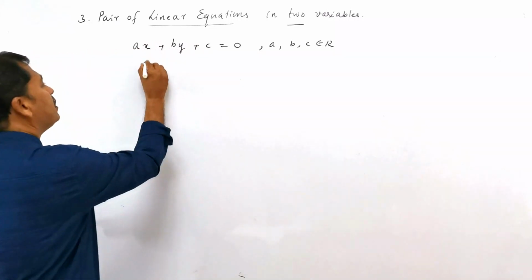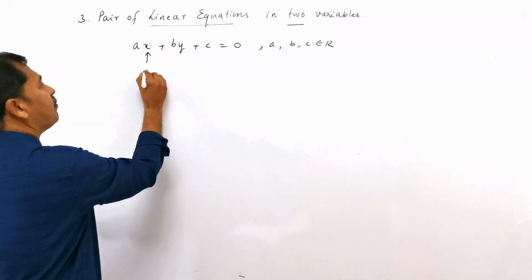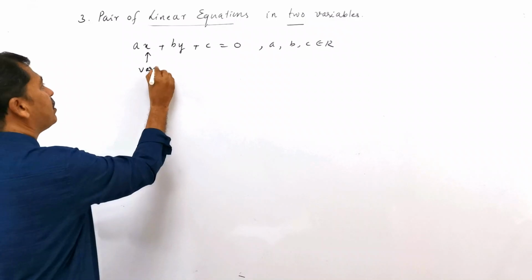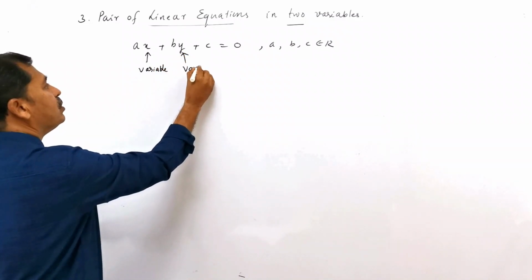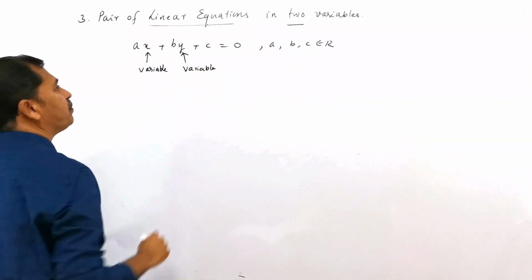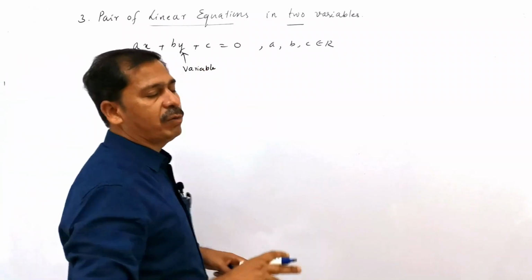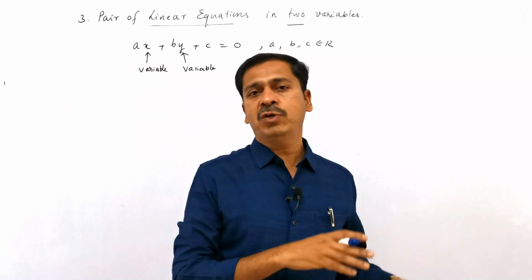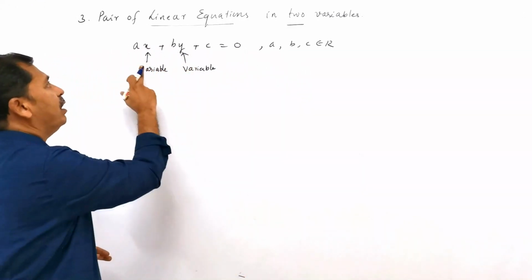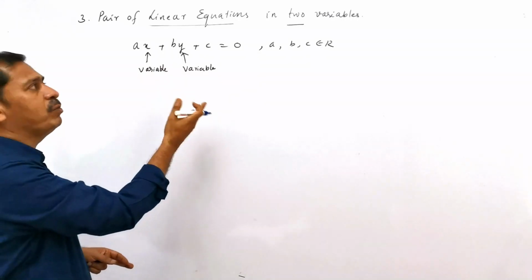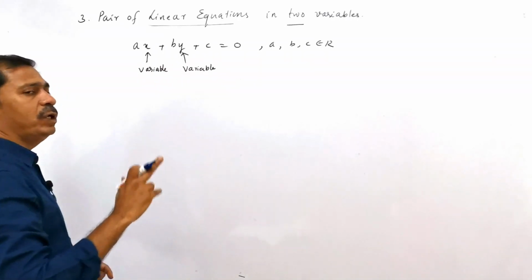What are the variables? x is one variable, and y is another variable. So, two variables are there. It is called a linear equation in two variables because the highest power of both x and y, both the variables, is one only.